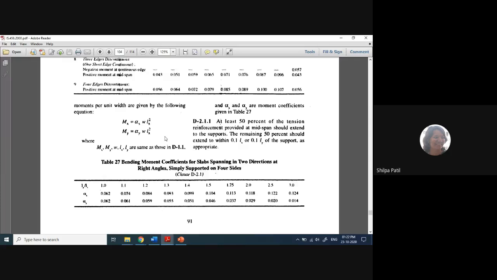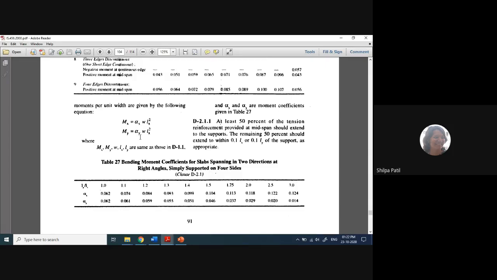So there will be two moments. Then we have to calculate two ASTs, right? Along the shorter span, along the longer span. So the two moment values are calculated by using this formula. Mx equal to alpha x wlx square, and my is equal to alpha y wlx square. Please note the formula. wlx square is common for both. Alpha x and alpha y is the only change.